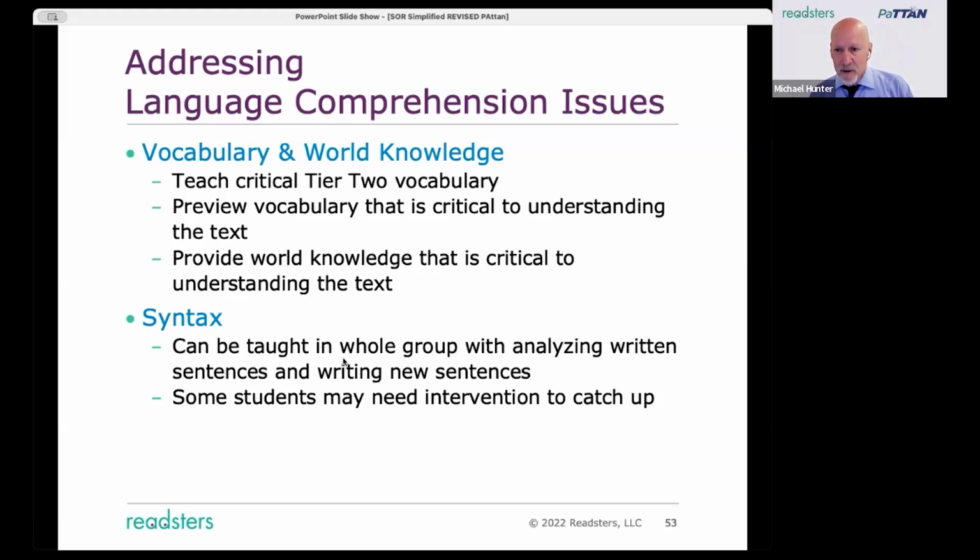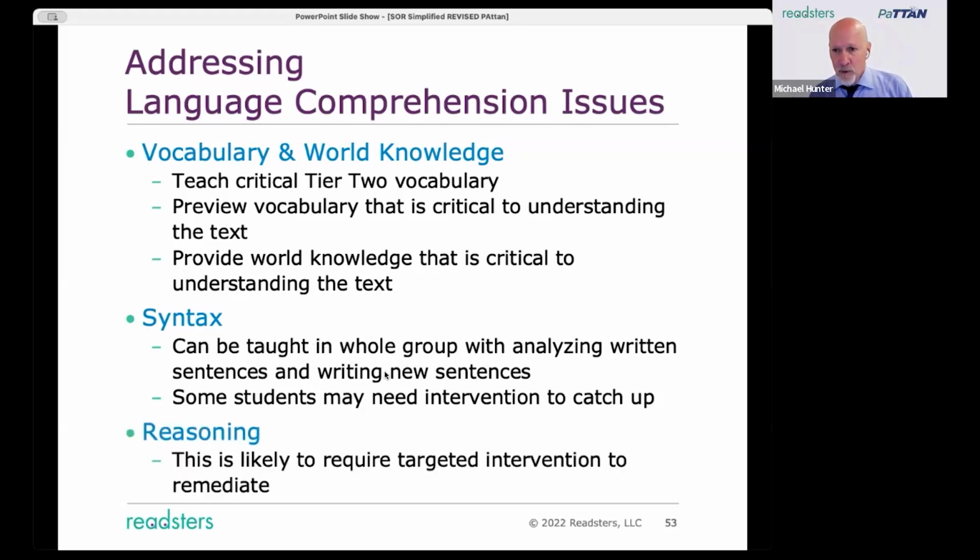But that's the essence of understanding complex text, is understanding syntax. And that can be taught along with writing skills. So as you're learning to read complex sentences, you can learn how to write complex sentences, and that reinforces each other. A true language reasoning deficit probably is going to require a specialized intervention for someone who is trained in language processes at the thinking level, and is not going to be a classroom intervention.